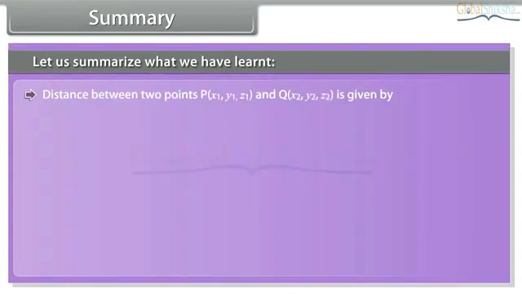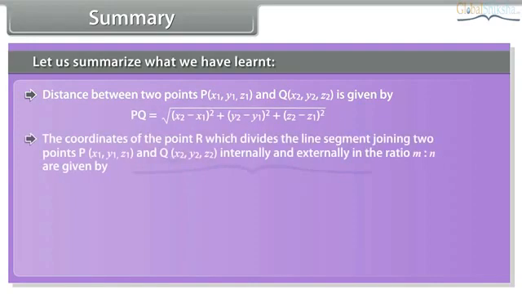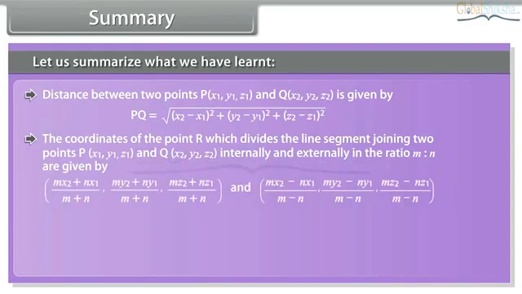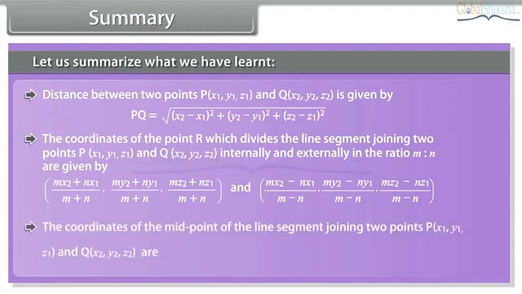The distance between 2 points P (x1, y1, z1) and Q (x2, y2, z2) is given by the distance formula. The coordinates of the point R, which divides the line segment joining 2 points P (x1, y1, z1) and Q (x2, y2, z2) internally and externally in the ratio m:n, are given by the section formulas, and the coordinates of the midpoint of the line segment joining 2 points P (x1, y1, z1) and Q (x2, y2, z2) are given by the midpoint formula.